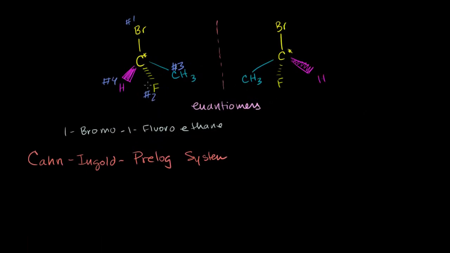So now that we've numbered them, the next step is to orient this molecule so that the smallest atomic number group is sitting into the page. It's sitting behind the molecule. Right now this hydrogen is the smallest of all of them. Bromine's the largest, hydrogen's the smallest. So we want to orient it behind the molecule. The way it's drawn right now, it's oriented in front of the molecule.